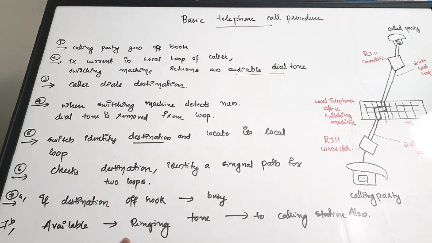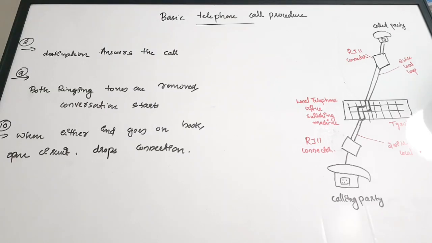That is, when the phone is available, what will happen? There is a ringing tone being sent to the called party, and the calling party is also being indicated that the party which you are calling is now available. So you can also hear a ringing tone. Okay. So now the destination is available, and in step 8, what will happen?